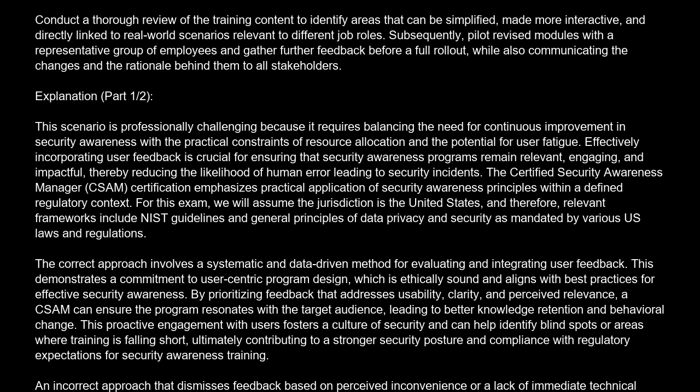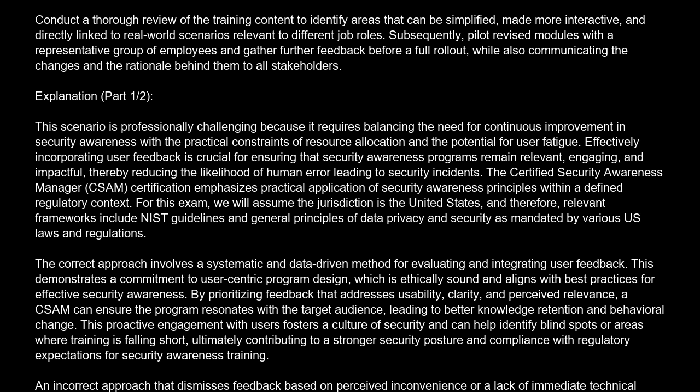The Certified Security Awareness Manager, CSAM, certification emphasizes practical application of security awareness principles within a defined regulatory context. For this exam, we will assume the jurisdiction is the United States, and therefore, relevant frameworks include NIST guidelines and general principles of data privacy and security, as mandated by various U.S. laws and regulations.